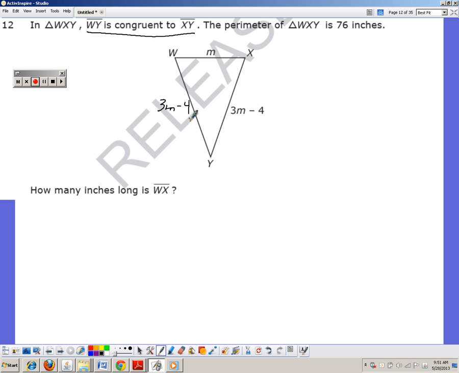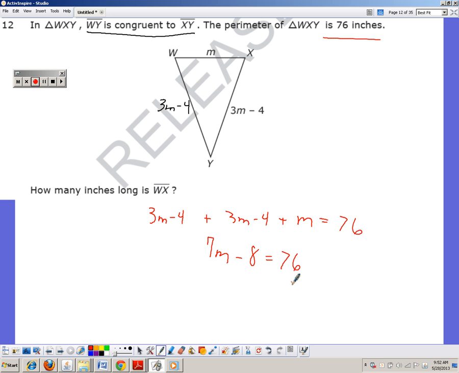To find perimeter, add all the sides together. So we have 3M minus 4 plus 3M minus 4 plus M. And they told us that the perimeter is 76. So all we got to do now is add our M's together. 3M plus 3M plus M. Combined like terms is 7M. Negative 4 plus negative 4 ends up negative 8, or minus 8, equals 76.